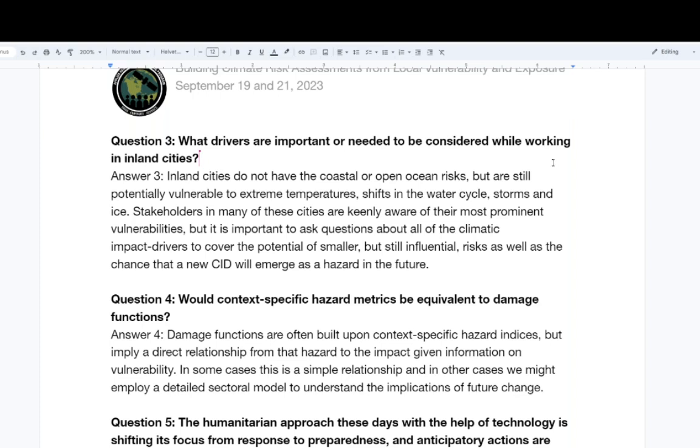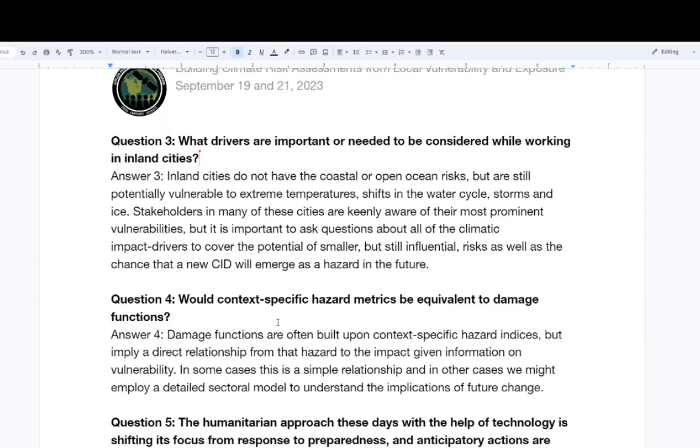So the challenge and the important thing is to ask questions about all of the climatic impact drivers, because there may be others that are smaller but still influential, and it may be possible to alleviate those risks more easily. It's also possible that some of those smaller risks may emerge as larger hazards in the future. Or those climatic impact drivers will emerge as substantial climate hazards in the future. So the risk profile may change over time. So in both coastal and inland cities, go through all of the CIDs, but of course in the inland cities, you likely can cross off the coastal risks.